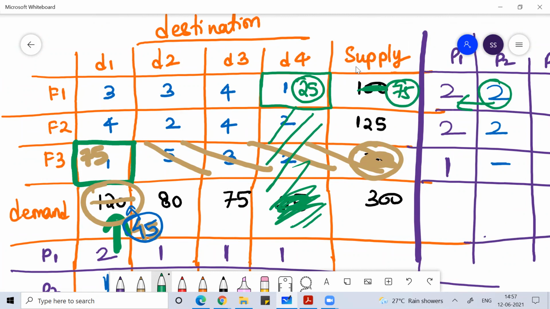Clear everyone? This 100 will become 75. Clear everyone? Anyone, any doubt?